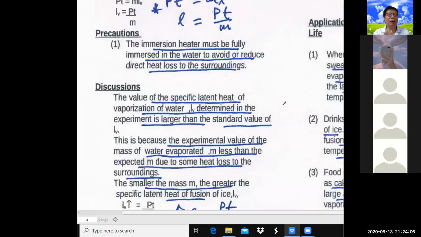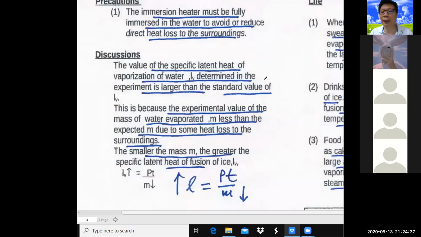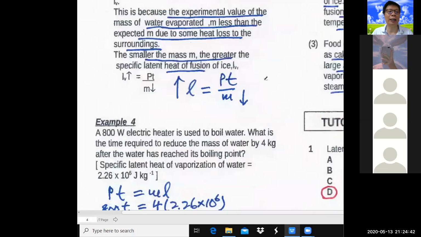Okay, of course you must say, first, we must make sure the heater is fully covered by water. That's one. Second, you must say the whole beaker must be fully covered by using cloth, isn't it? To prevent heat loss, right? The only thing you can do to improve the accuracy is to prevent heat loss. That's it. When you can cut down the heat loss, your answer will be more accurate.